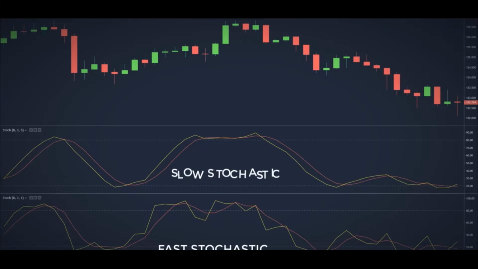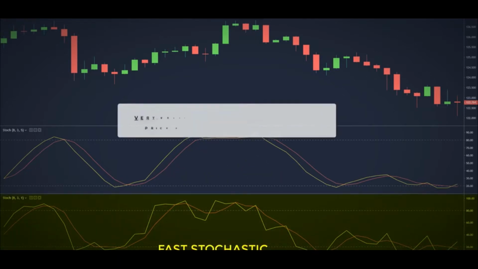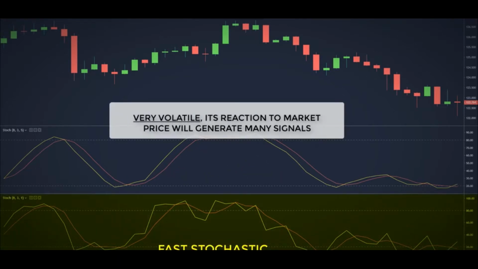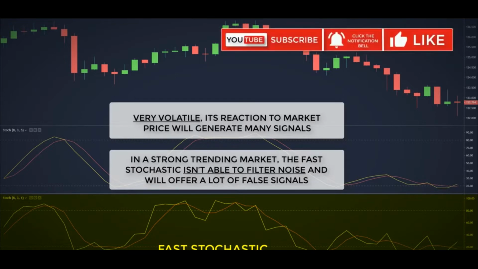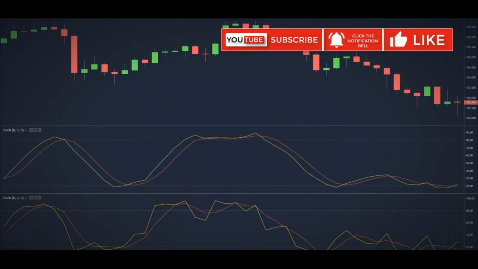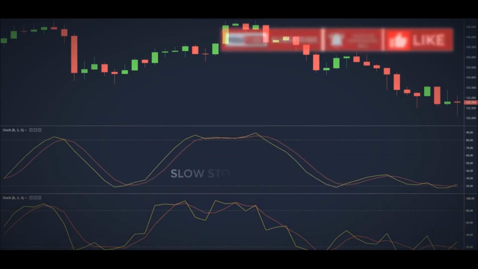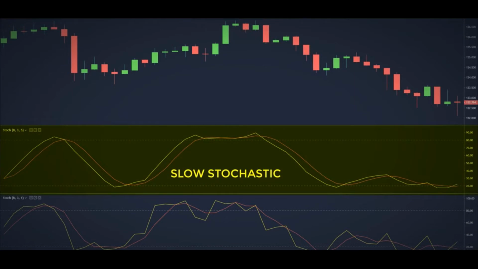The fast stochastic oscillator is very volatile. Its reaction to market price will generate many signals. In a strong trending market, the fast stochastic isn't able to filter noise and will offer a lot of false signals, which will lead to bad trades. In order to manage the signal in a more efficient way, the slow stochastic oscillator was developed.